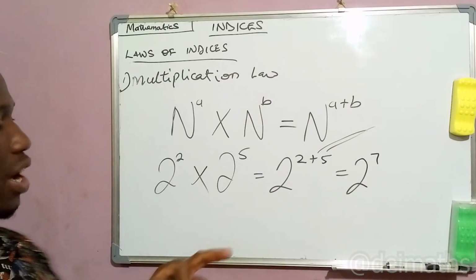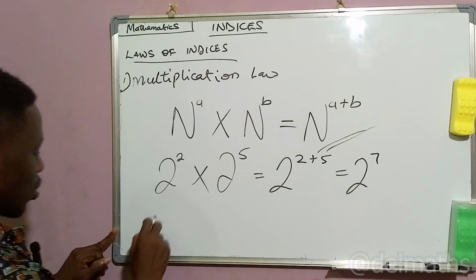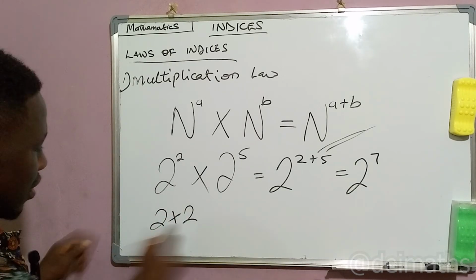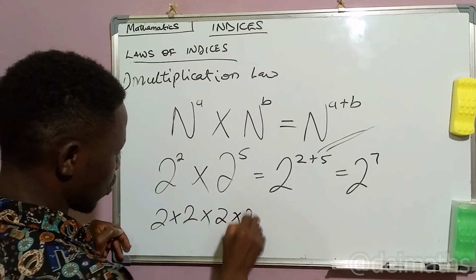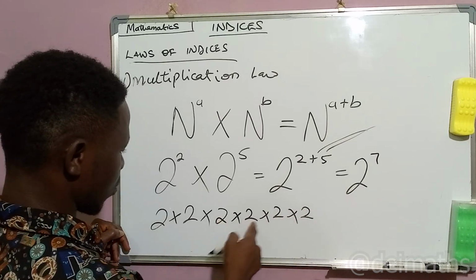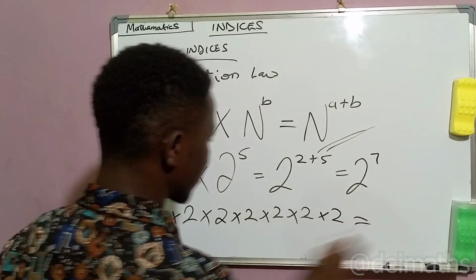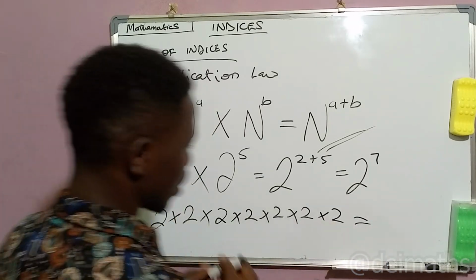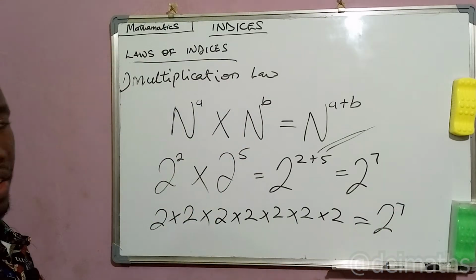If you want to know how we got this, 2 raised to power 2 is 2 times 2, times 2 raised to power 5 is 2 times 2 times 2 times 2 times 2. If you count them together, we have 1, 2, 3, 4, 5, 6, 7, which is 2 raised to power 7. This proves the law of multiplication.